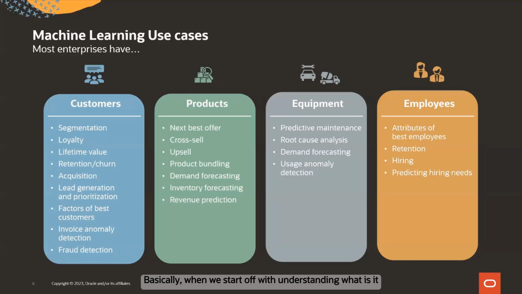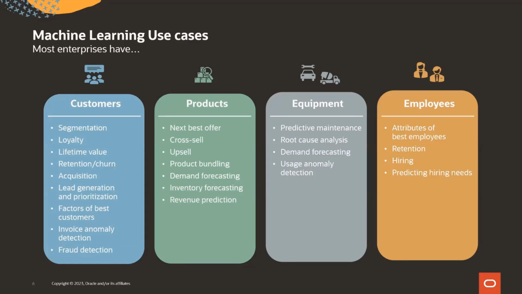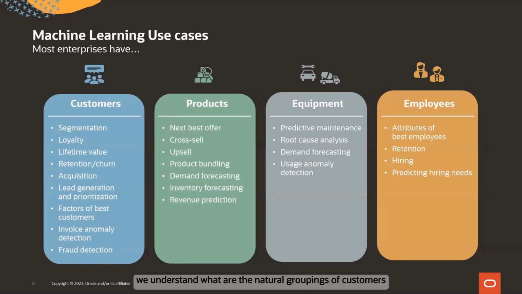Basically, when we start off with understanding what it is that we can do with machine learning, we'll talk about various use cases. And we can do this as a horizontal set of use cases because most enterprises have customers, products, equipment, and employees. So when we think about customers, perhaps we want to do customer segmentation, where we understand the natural groupings of customers so that we can market to them in a more effective manner, to not bombard them with irrelevant messaging or products that they're not interested in.